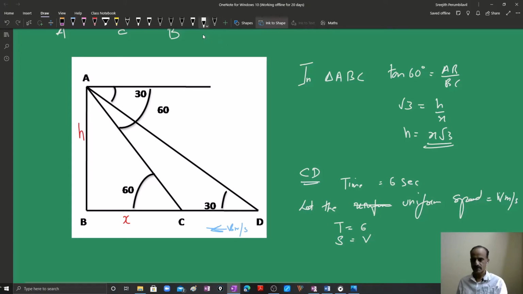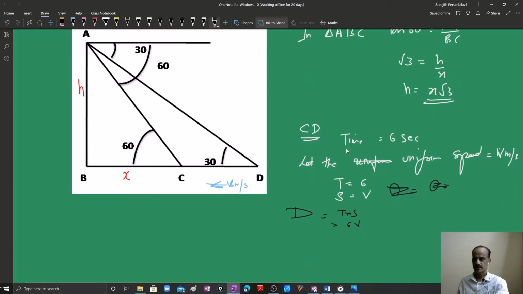So we have time and speed. What else can we find? If there is time and speed, we can find the distance. The distance covered in 6 seconds at that speed, this distance CD, is time into speed, that is 6V. So the distance is equal to 6V.